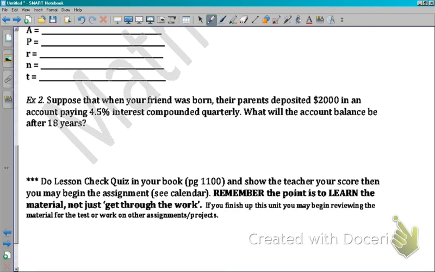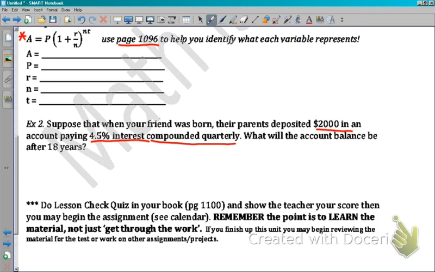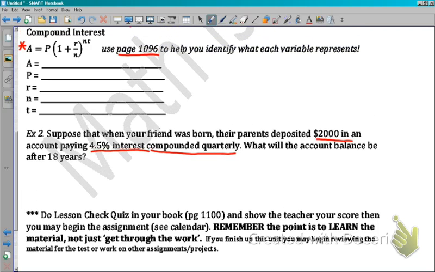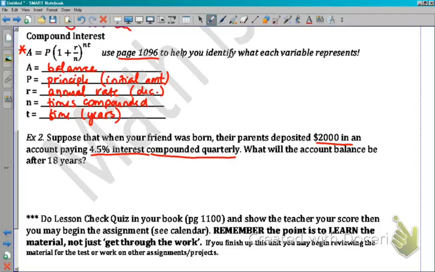All right, example 2. Suppose that when your friend was born, their parents deposited $2,000 in an account paying 7.5% compounded quarterly. What will the account balance be in 18 years? Okay, so I need my formula so that we can look at it. So A is the balance, and that's going to be what we're finding. And then I have P, which is the principal or the initial amount. So their parents put in $2,000.